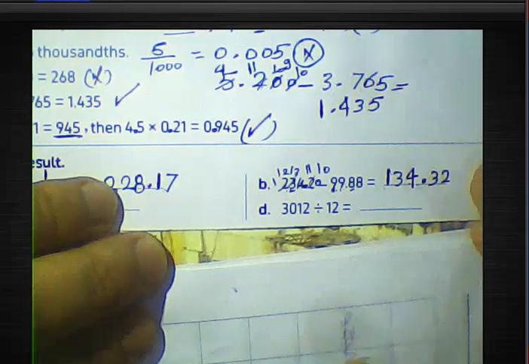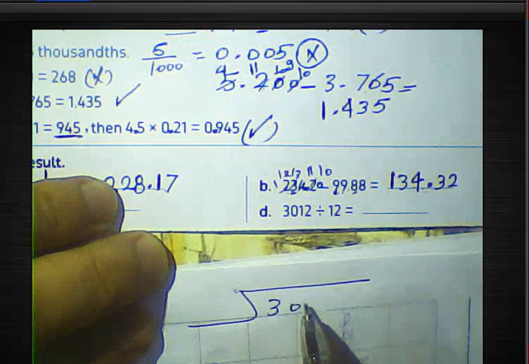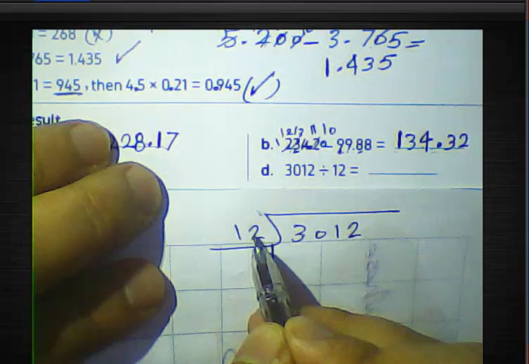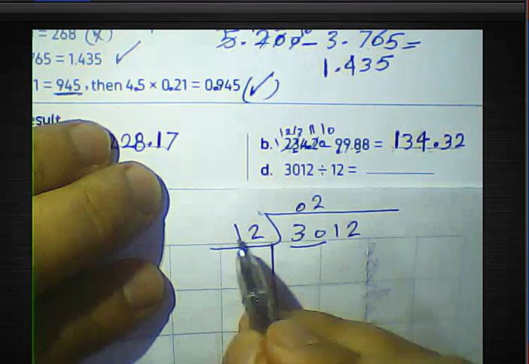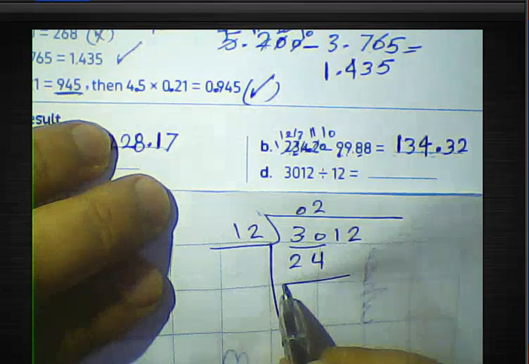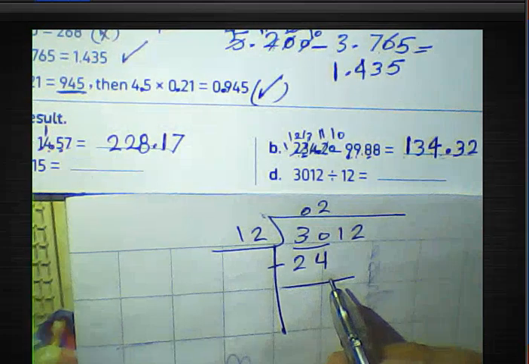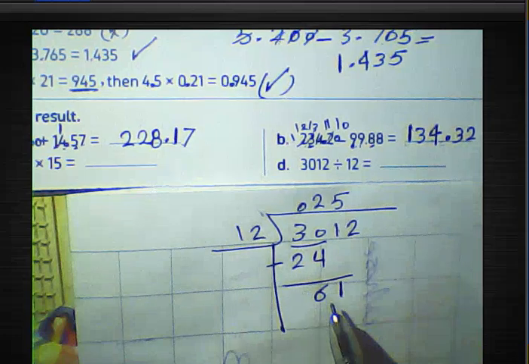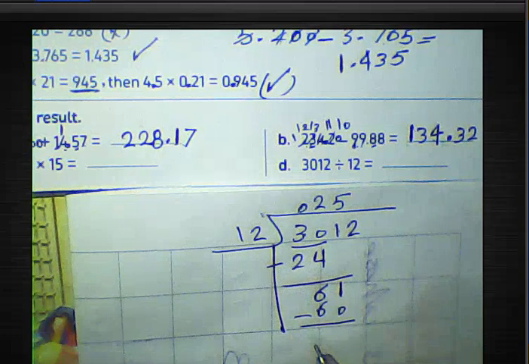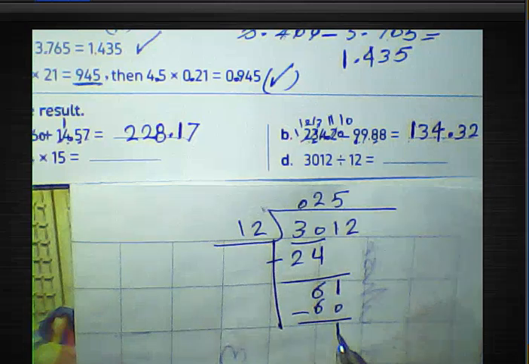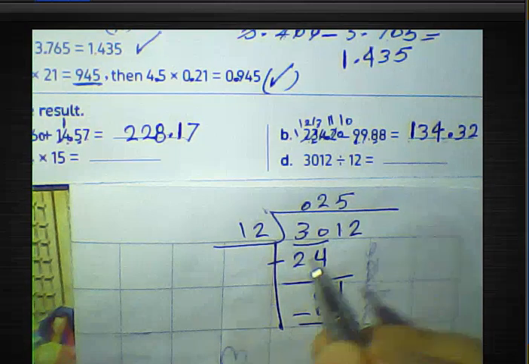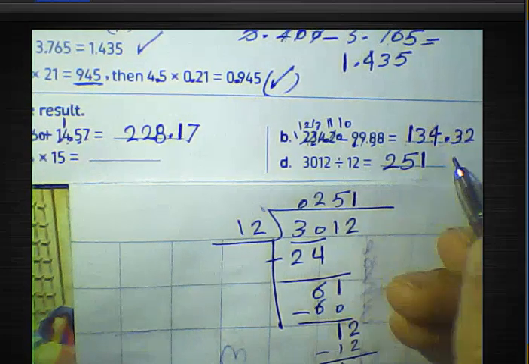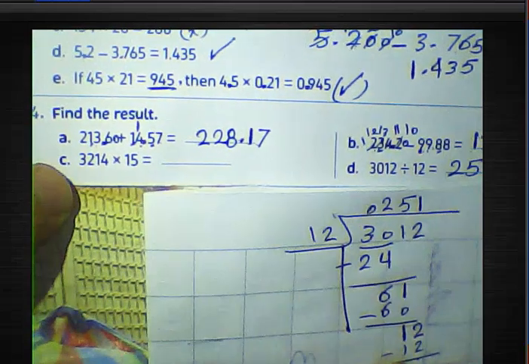And what about this number? 3012 divided by 12. 3 divided by 12 equals 0. 30 divided by 12 equals 2, because 2 times 12 equals 24. Then find the result by subtracting them. 30 minus 24 equals 6. Bring down 1 here. 61 divided by 12 equals 5. 5 times 12 equals 60, and then the difference between 61 and 60 is 1 here, and drop 2. 12 divided by 12 equals 1, 1 times 12 equals 12, then the result will be 251.